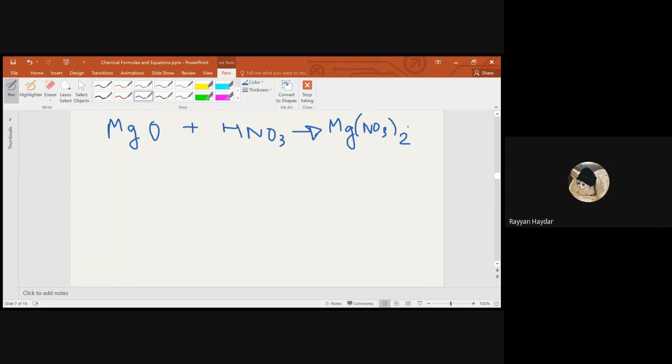Yes, miss. And then along with this, water is formed. Why? Because this is an insoluble base. It is reacting with an acid to produce a salt, and water will be formed as a result of the general equation. Now tell me the state symbols one by one. Magnesium oxide.